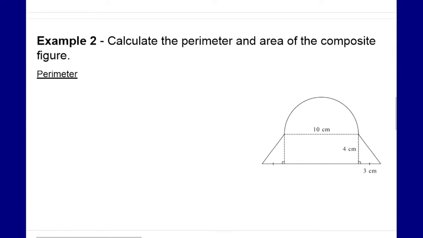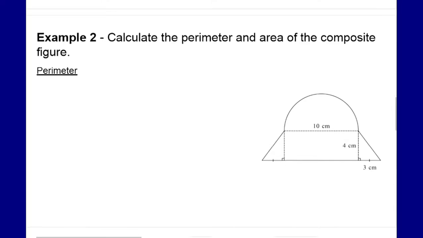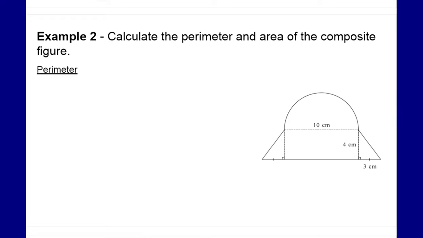Let's look at another example. So here we're going to look at a more complex shape. It's still a composite figure, right? Because we can see that it's made up of a bunch of different figures. We can see a rectangle, we can see triangles, we can see a semicircle, right? So there's a little bit of work that we need to do here. I need to find the perimeter and the area, but right now we're going to focus on the perimeter.